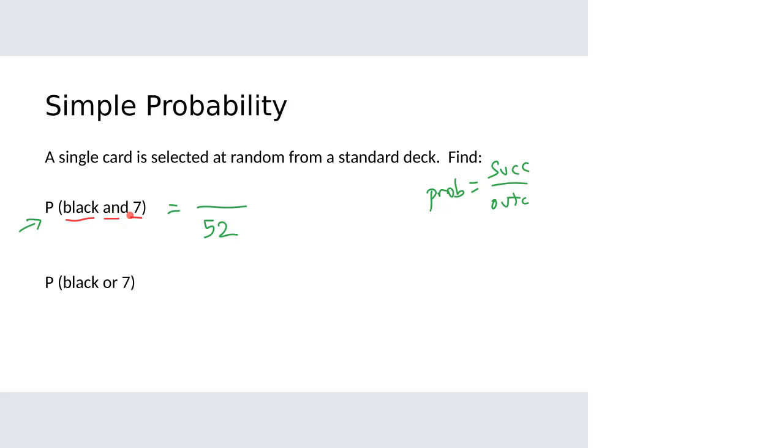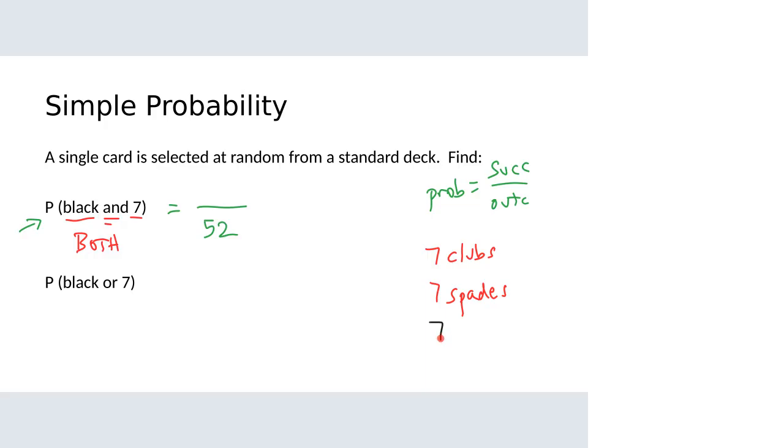Well, let's see. We could have the 7 of clubs would be a black card and a 7. The 7 of spades would be a black card and a 7. The word and is really important to us here. In order to satisfy and, we need to find cards that meet both of those conditions. It has to be black and it has to be a 7.